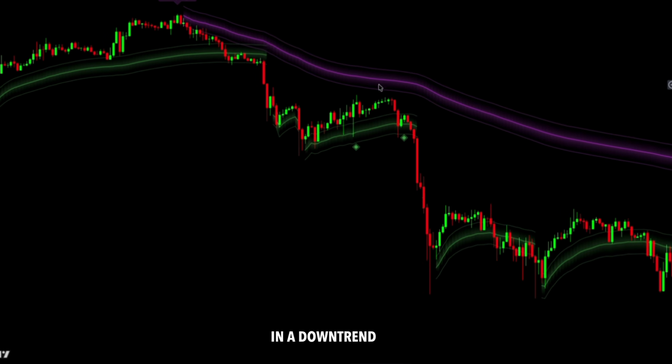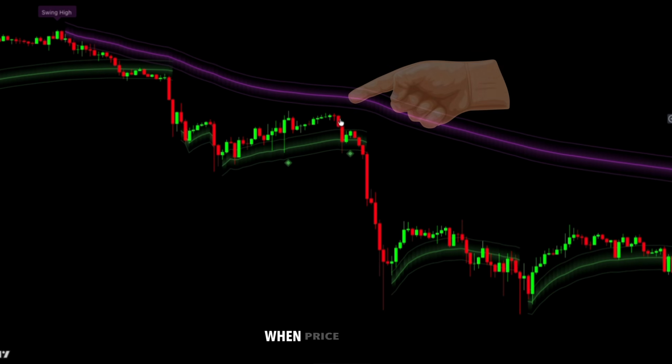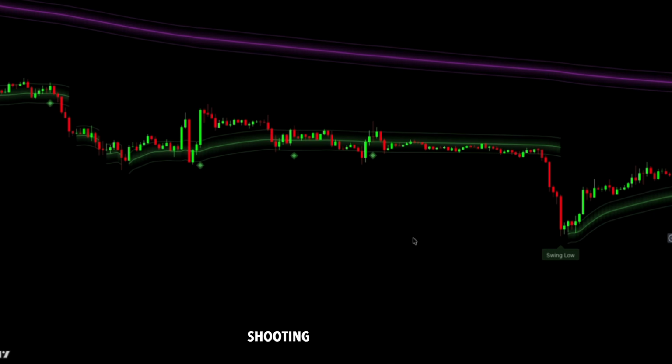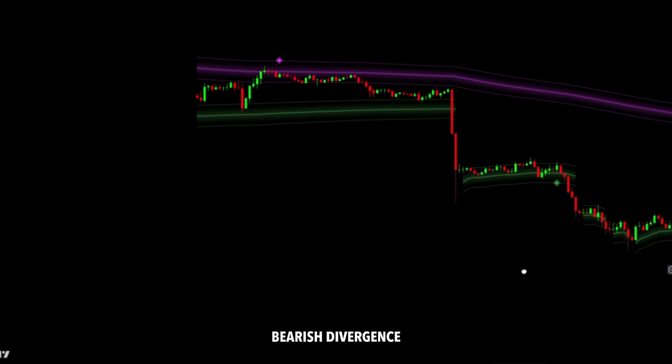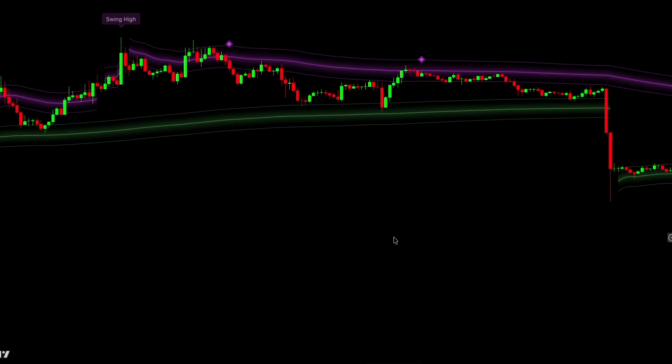In a downtrend, the upper purple band becomes your primary resistance zone. When price rallies to this band, you look for bearish confirmations like bearish engulfing candles, shooting star patterns, or bearish divergence. Again, you are stacking probabilities in your favor.